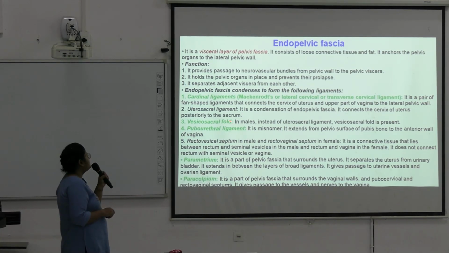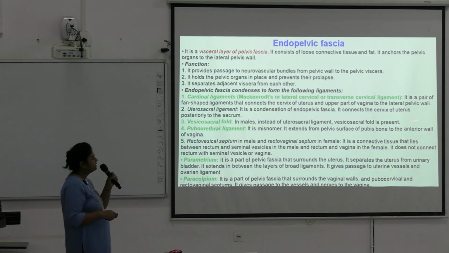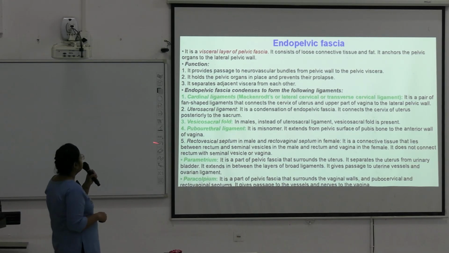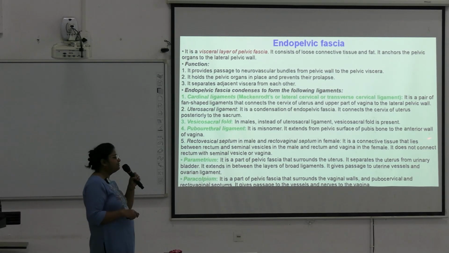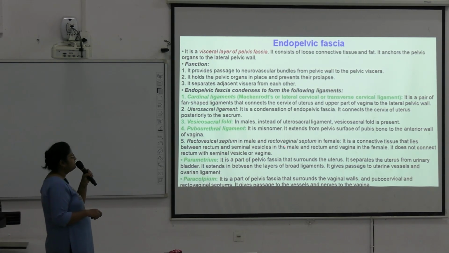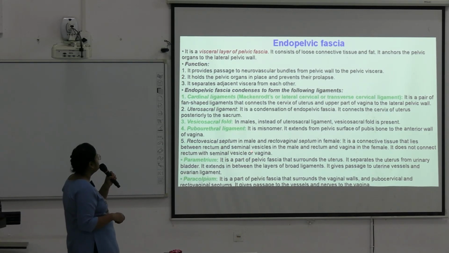Next is vesicosacral fold. In male, instead of uterosacral, there is vesicosacral fold present. Next is pubourethral ligament. It is a misnomer, extends from pelvic surface of pubis bone to the anterior wall of the vagina. Next is rectovesical septum in male and rectovaginal septum in female. It is a connective tissue that lies between rectum and seminal vesicle in male and rectum and vagina in female. Does not connect the rectum with the seminal vesicle or vagina.